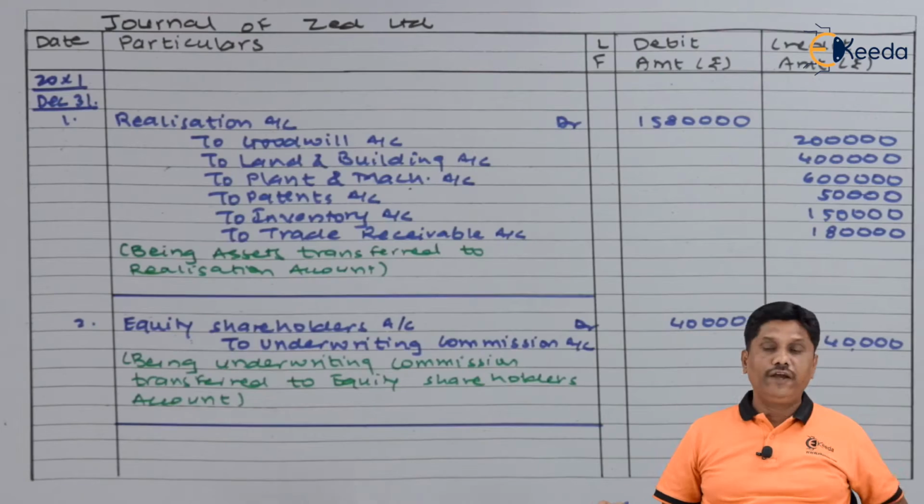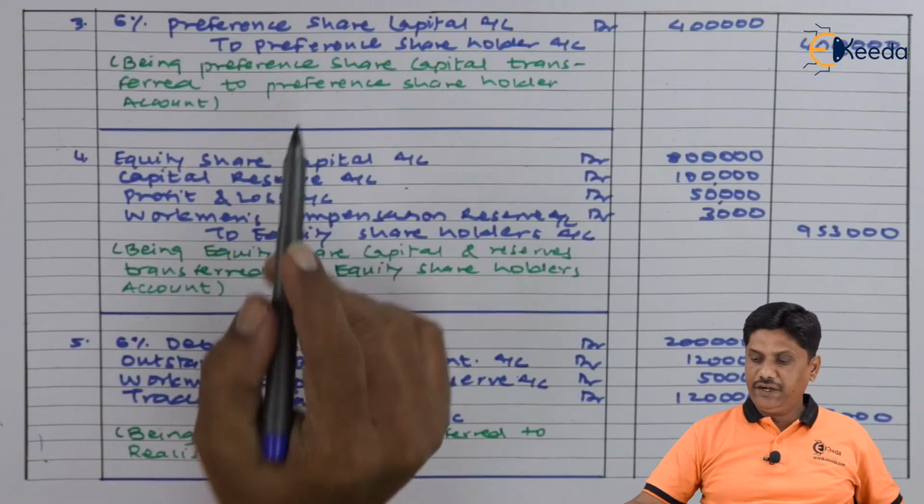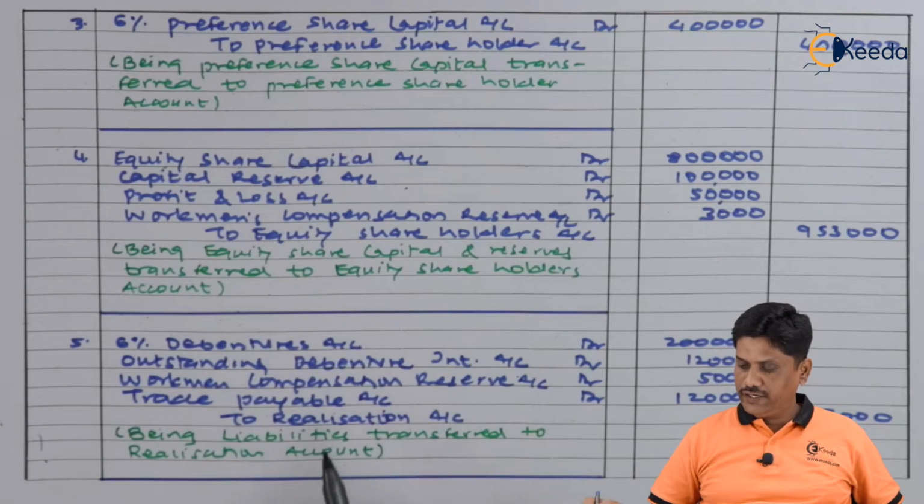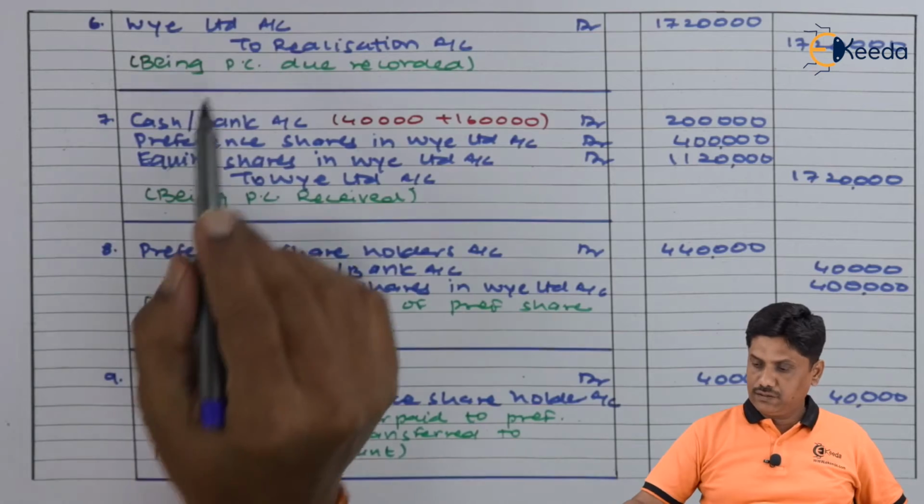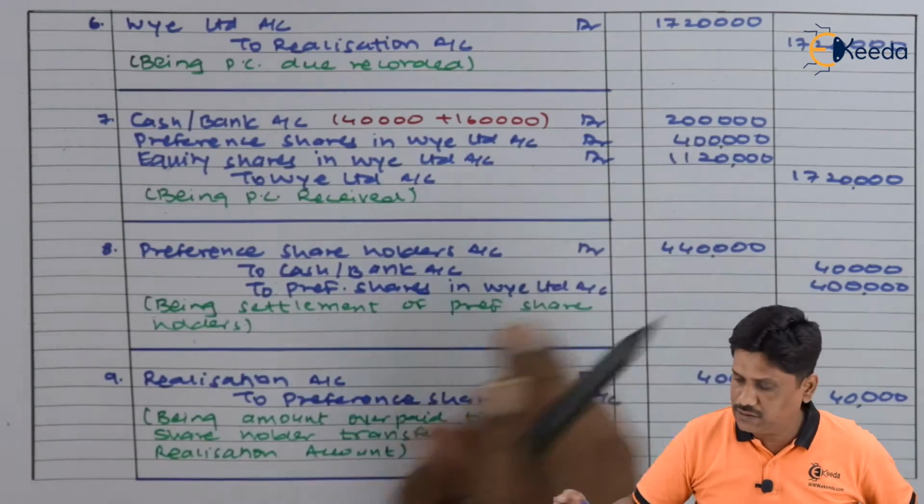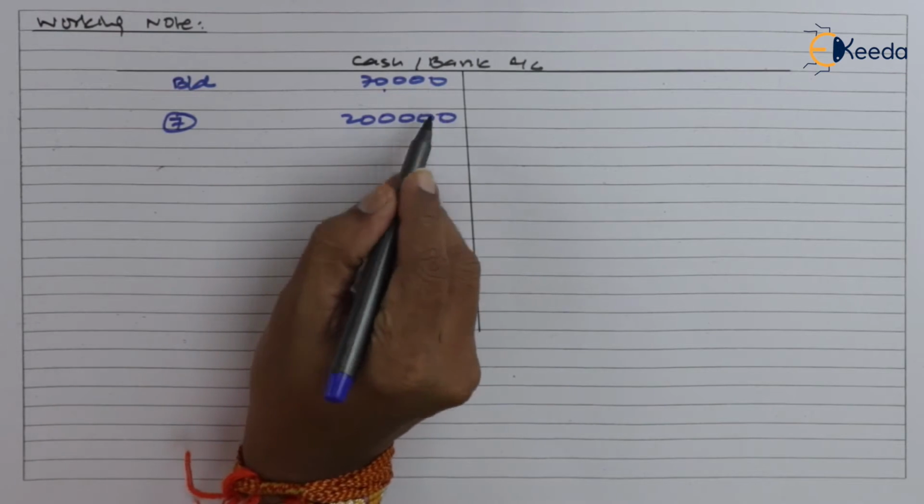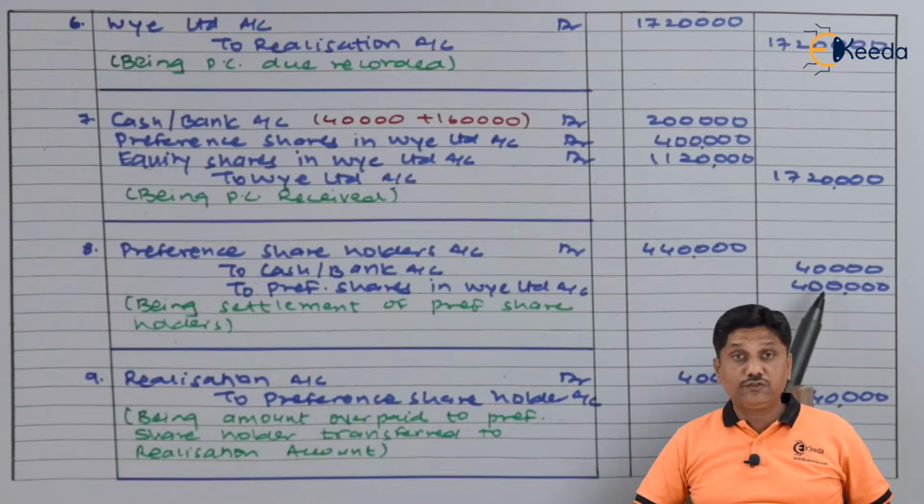Let us see that. Friends, look at entry number 1 and 2. There is no cash account as such, so ignore. Entry number 3, 4, 5. There is again no cash account. Entry number 6, no cash account. Entry number 7, cash account is debited with 2 lakhs. Entry number 8, there is a cash account which is credited with rupees 40,000.